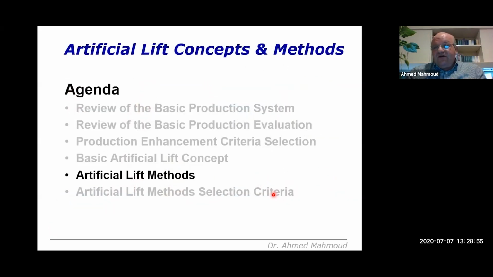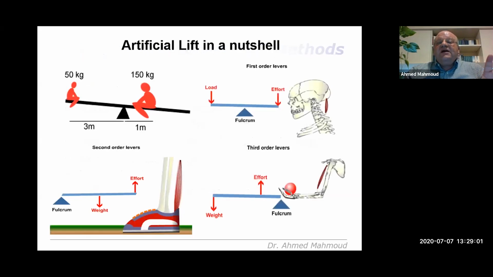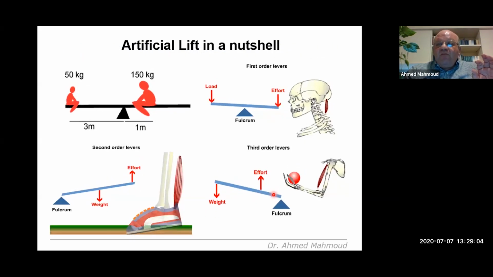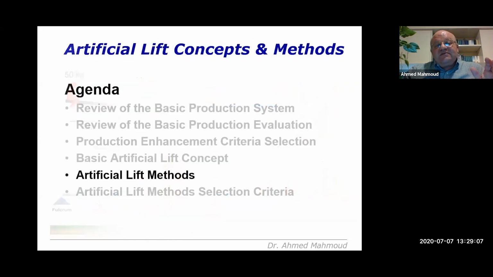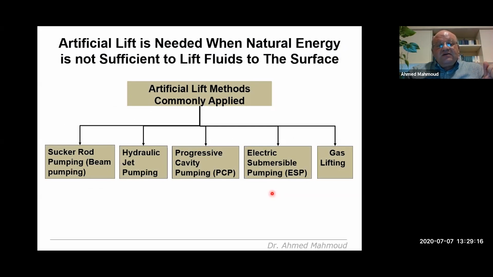Okay, so if you have digested the basic concept, the concept of the artificial lift system as a momentum-driven system, all the systems which we will review in the next couple of slides are based on that, but with different colors. So there's Sucker Rod, what is called beam pumping in some cases. This is based on a momentum system. Hydraulic jet pumping, again, it's another momentum system. The progressive cavity pumping, momentum system. The ESP, momentum system. Gas lift, even a momentum system.